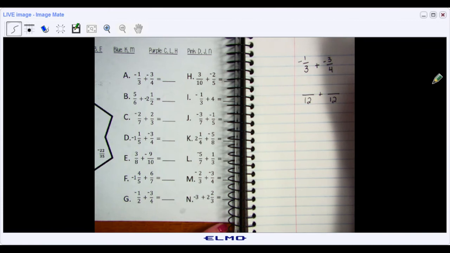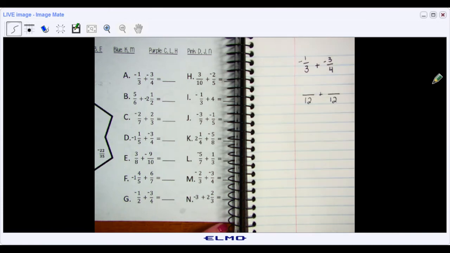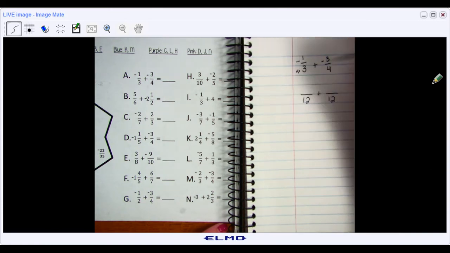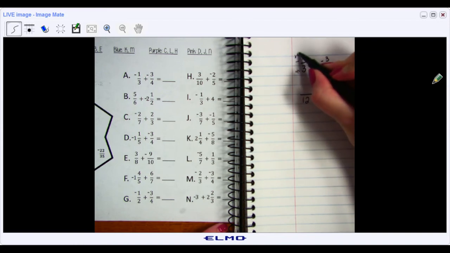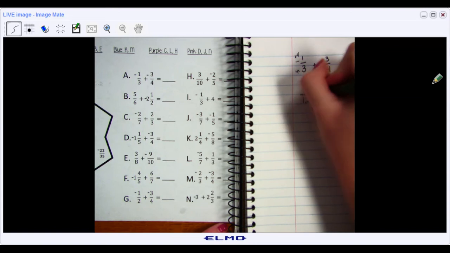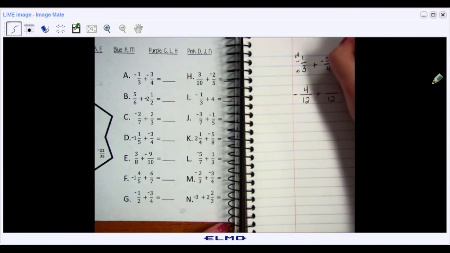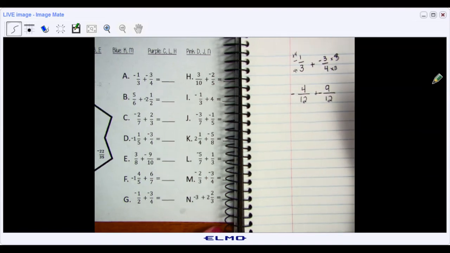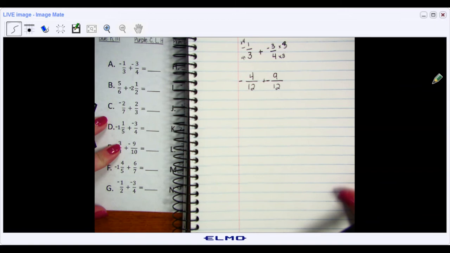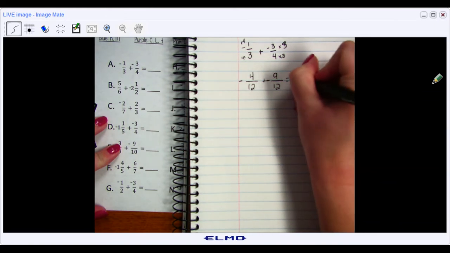And now, in order to get from 3 to 12, I had to multiply by 4. Now, whatever I do to the bottom, I've got to do to the top. So 4 times 1 is 4. Then for here, I had to multiply by 3. Whatever I do to the bottom, I do to the top. So 3 times 3 is 9. And now these are both negative numbers. And since these are both negative numbers, I know my answer is going to be negative.